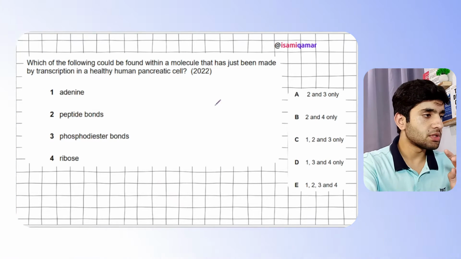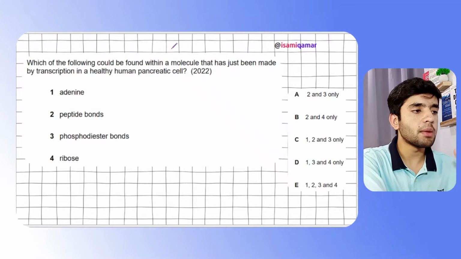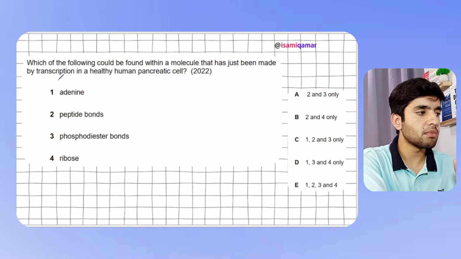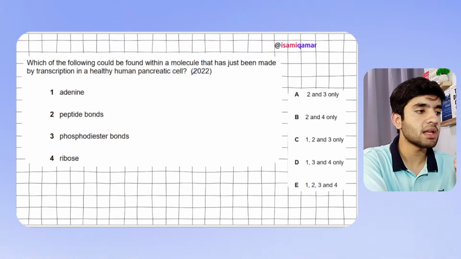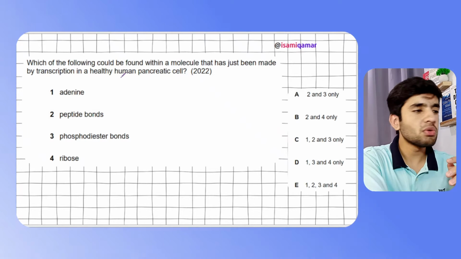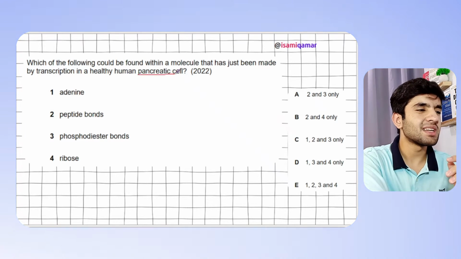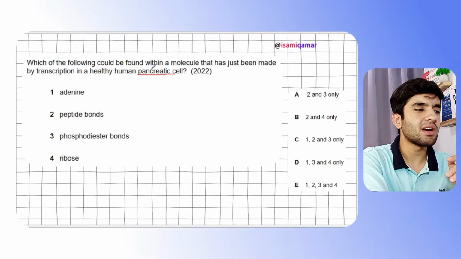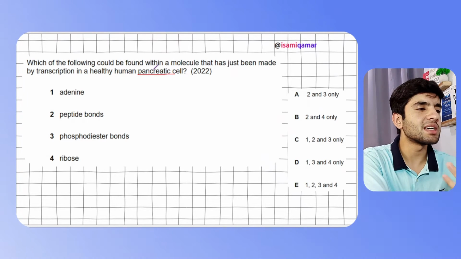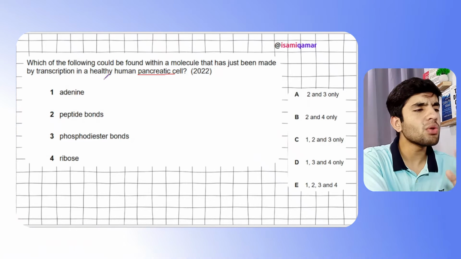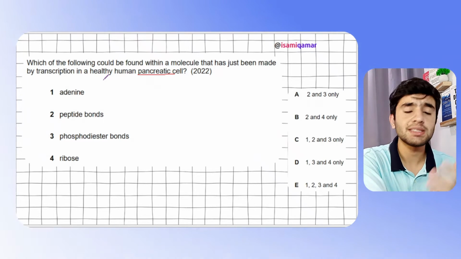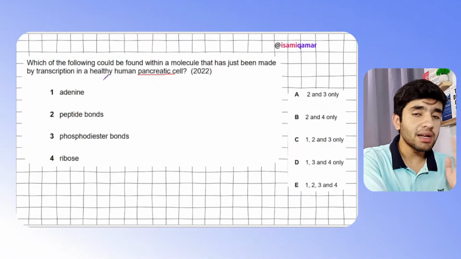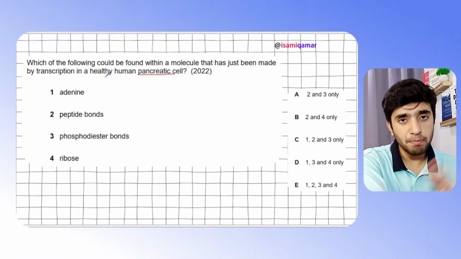Now the third question is, which of the following could be found within a molecule that has just been made by transcription in a healthy human pancreatic cell? Literally, you don't need to know about the pancreatic cell, because it doesn't make any sense here, because it's just generally asking about a cell. But you must know what the pancreas is, and it is made up of acinar cells, and then there are islets of Langerhans, alpha and beta cells.